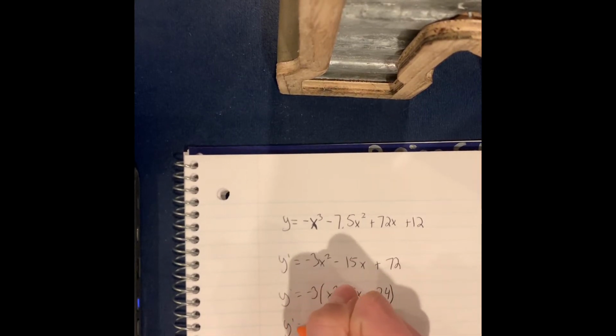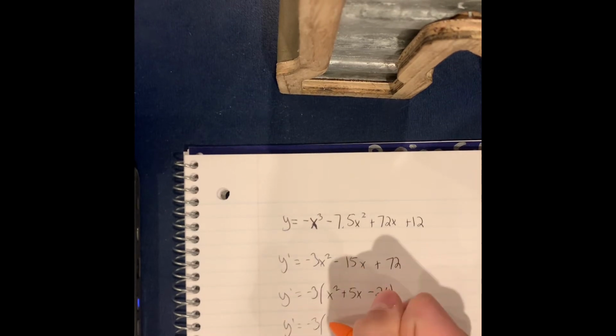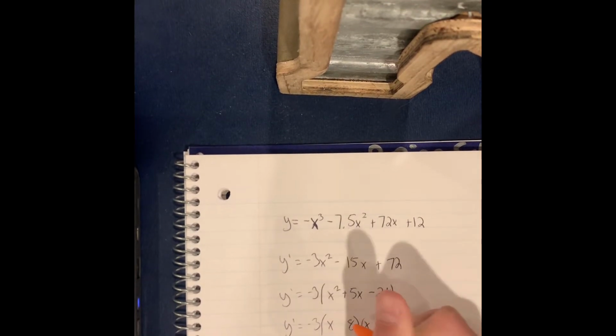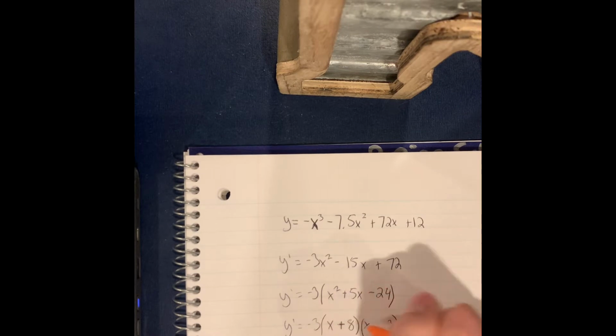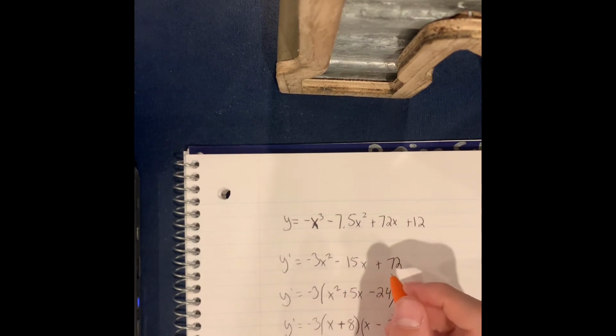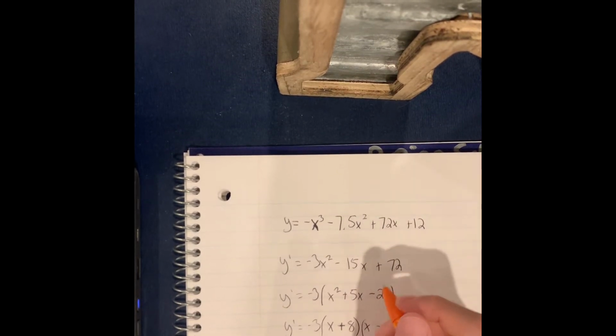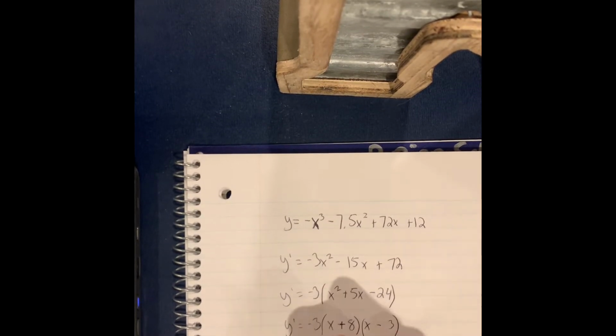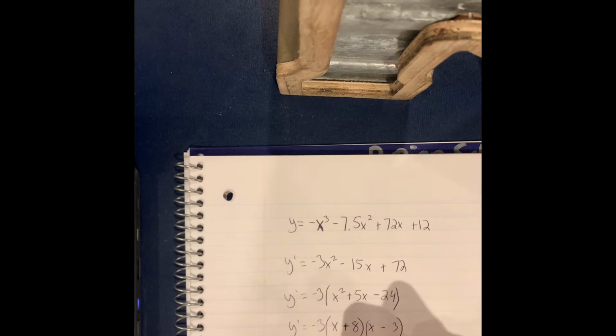So y prime equals negative 3 times, and that's going to be 8 and 3. So then x plus 8 and x minus 3. So that's the factored form. And so we know that the two zeros are negative 8 and 3. And so I'll go ahead and make a sign chart.